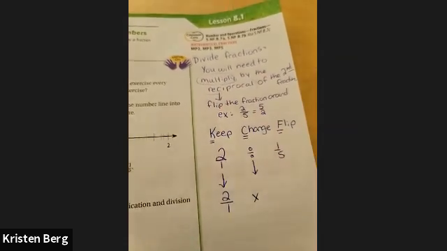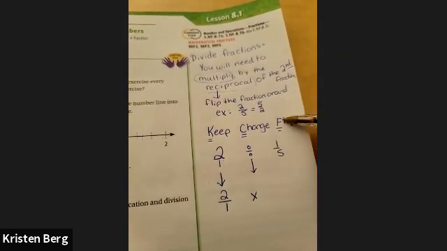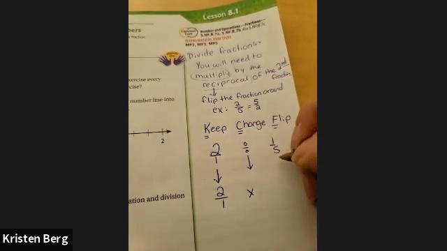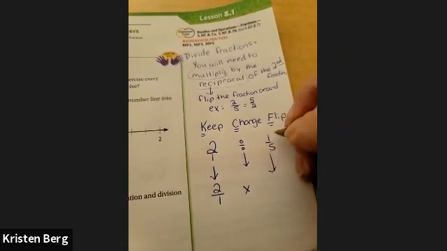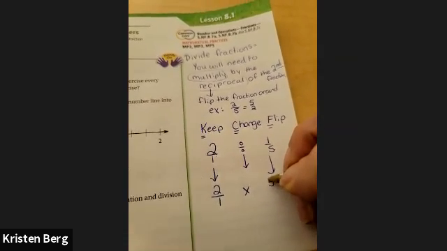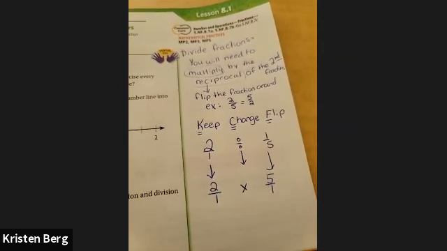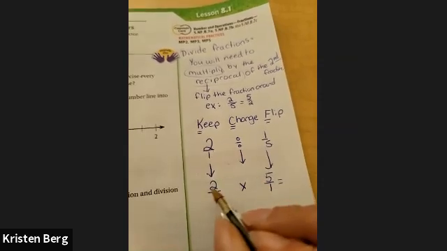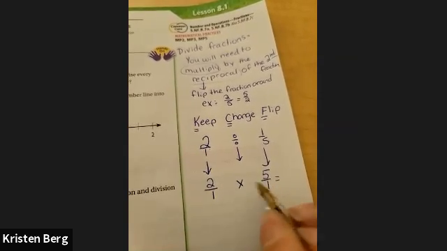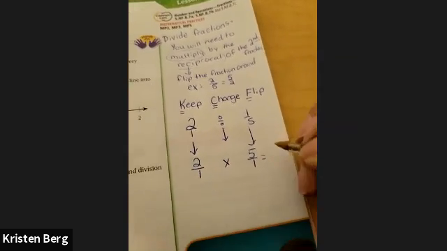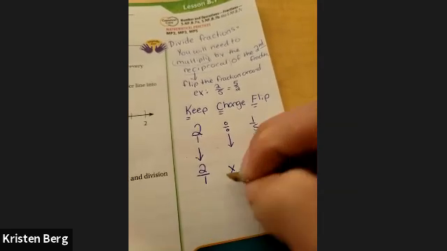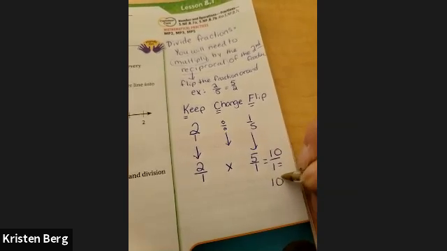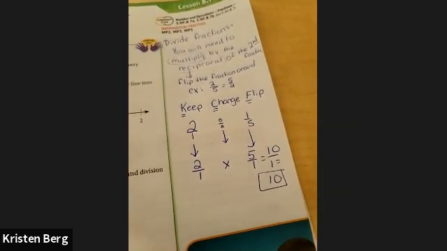And that reciprocal, instead of saying keep, change, reciprocal, we're going to say keep, change, flip, just to make it simple on us. So we're going to just flip this fraction around. So it's going to be 5/1. And now you just solve like you normally would on a multiplication of fractions. So 2 times 5 is 10, over 1 times 1 is 1. So then your answer would be, how many ones go into 10? That would be 10. So your answer is 10.